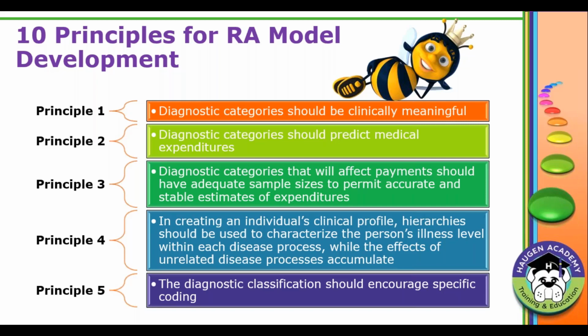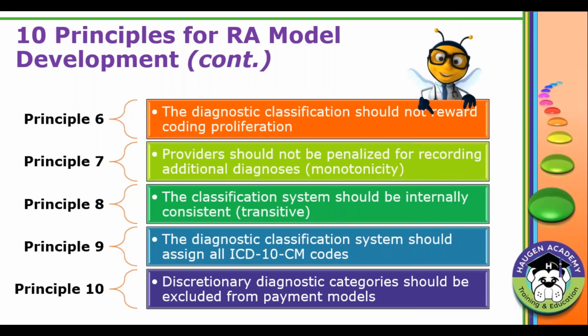But at the same time, we've got certain conditions that don't really relate to each other, and you want to make sure that both or more of your unrelated conditions are all being reimbursed. And then finally, on this slide, principle number 5, the diagnostic classification should encourage specific coding. And again, I think it's kind of a restatement of principle number 1, but really avoiding the use of any of those unspecified codes.